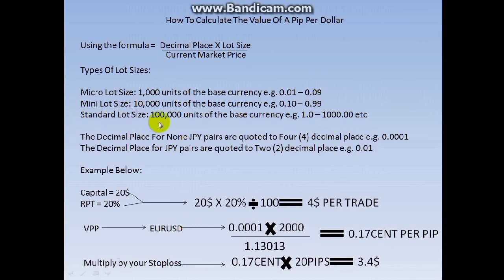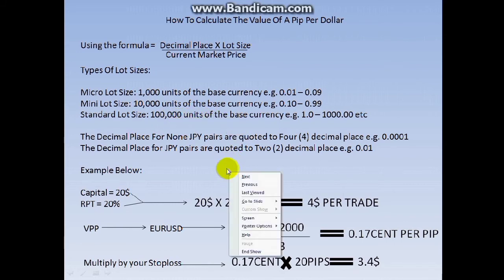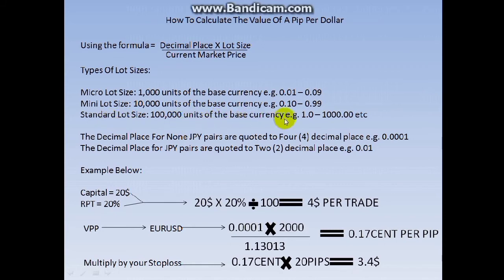A standard lot size has 100,000 units of the base currency. So between 1.00 and 1,000.00, they are all standard lot size. Anything having a figure on this other side of the decimal point is a standard lot size.